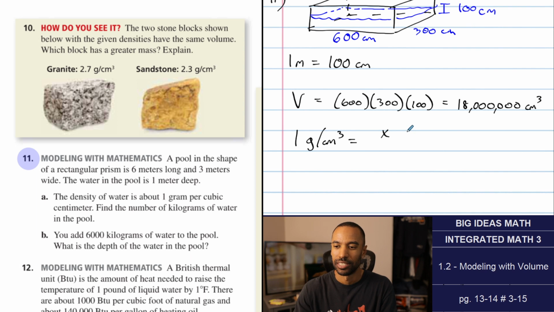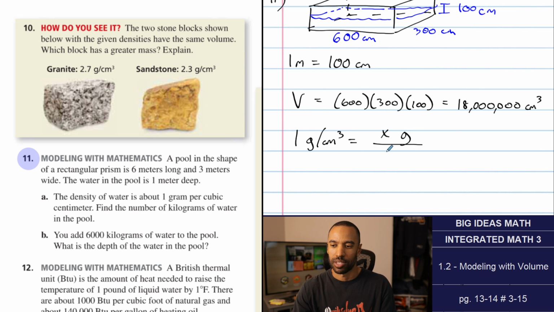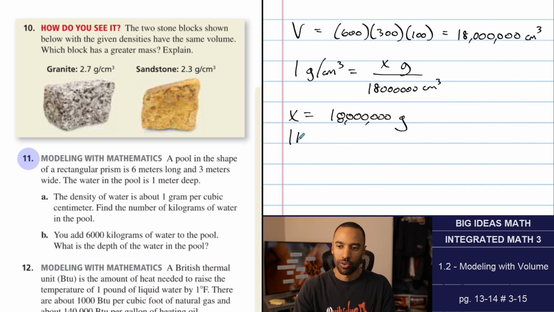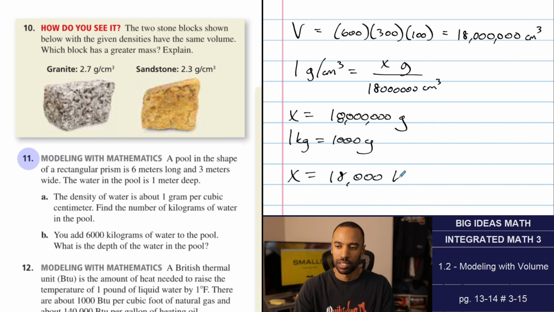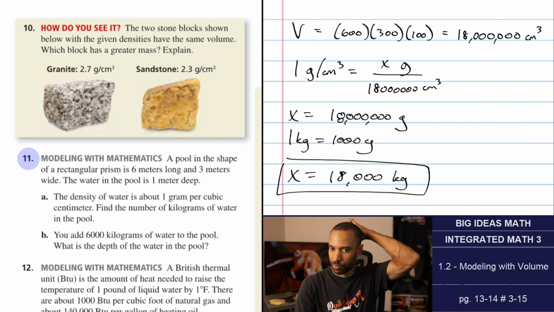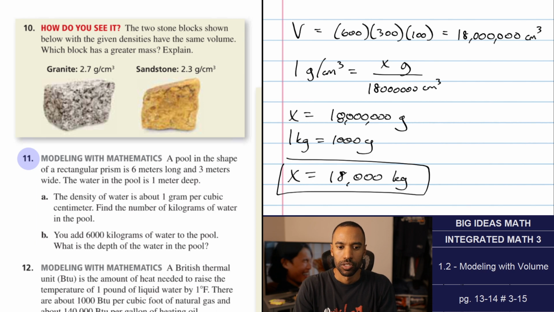Oh, kilograms. Let's start with grams. X grams per 18 million cubic centimeters. Therefore, you multiply 18 million by 1, you get 18 million. So X equals 18 million grams. Now, how many kilograms? 1 kilogram is 1,000 grams. So the answer to this is X equals 18,000 kilograms. That should be your final for that. Okay, so there's the first part.